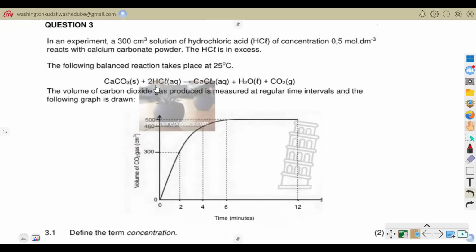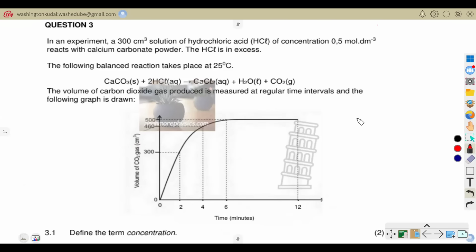Now they are saying the volume of carbon dioxide gas produced is measured at regular time intervals, and the following graph is drawn. So this is the graph for the yield of carbon dioxide that we have in terms of its volume. So now we can see that there is volume of carbon dioxide as time is going on. Now they're saying define the term concentration. That is the first question. How do we define concentration?